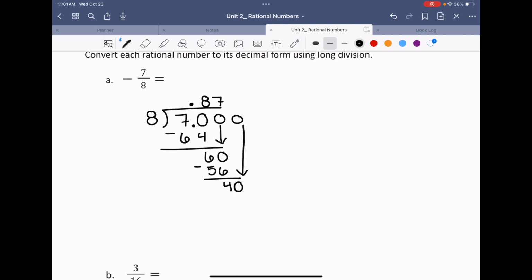8 does go into 40 evenly. 5 times 8 is 40. When I subtract, I'm left with a remainder of 0. So I'm going to have 0.875. But remember, there is a negative there, so this is negative 0.875.